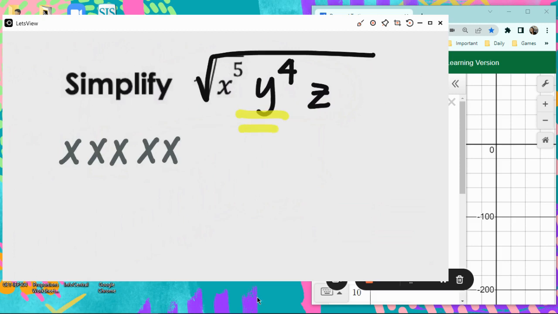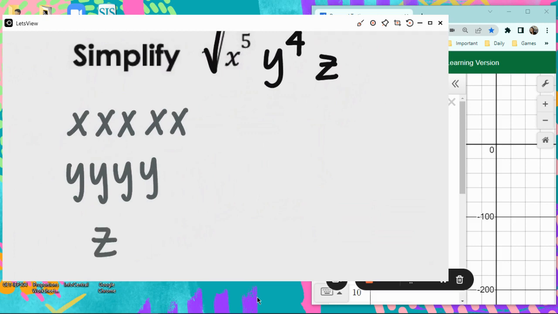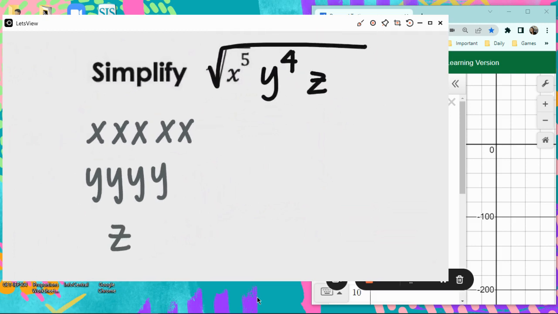Y to the 4 tells me that I have 4 y's. And then I have just one lonely z. Because we are dealing with a square root, we want to make groups of 2. So I'm going to circle one group of 2, 2 groups of 2. Write that off to the side. This one's all lonely. We'll deal with him in a minute.